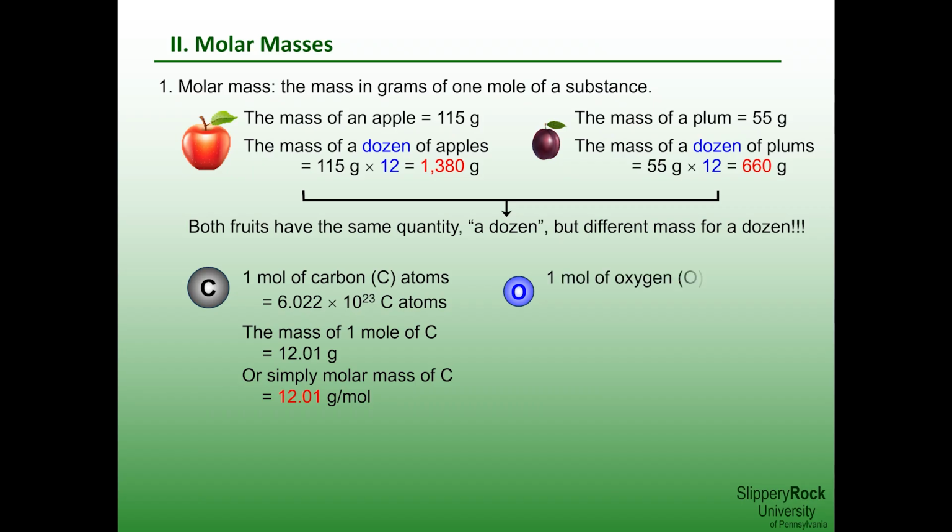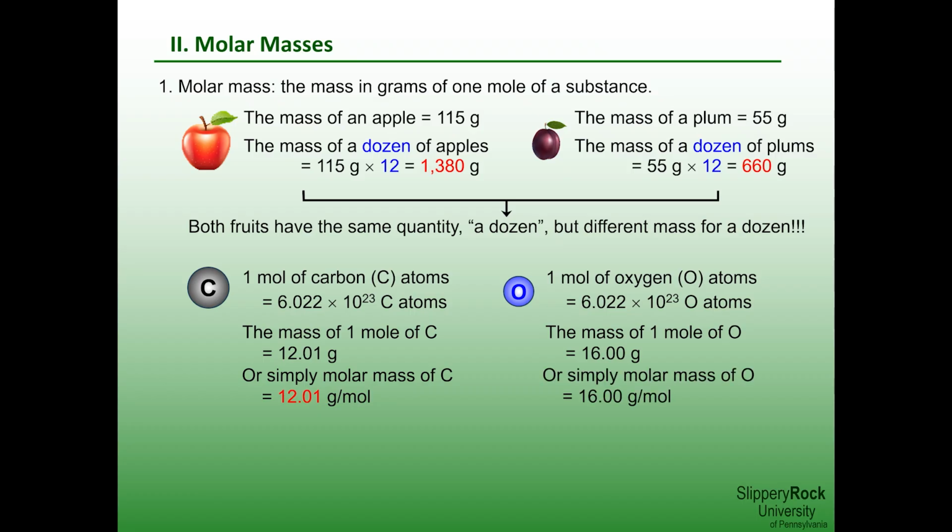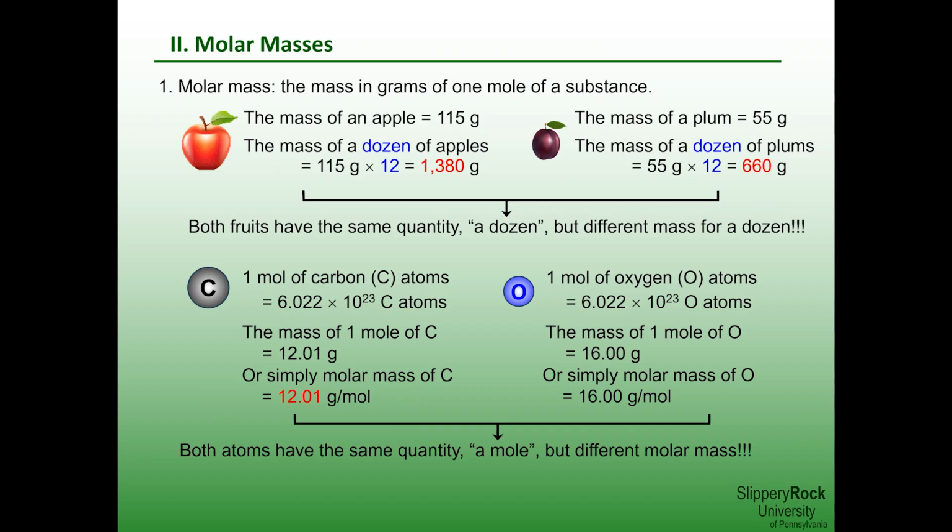On the other hand, 1 mole of oxygen atoms also contains 6.022 times 10 to the 23rd oxygen atoms, exactly the same number of particles as carbon. However, the mass is different. 1 mole of oxygen atoms has a mass of 16.00 grams. So the molar mass of oxygen is 16.00 grams per mole. Both atoms have the same quantity, a mole, but a different molar mass.